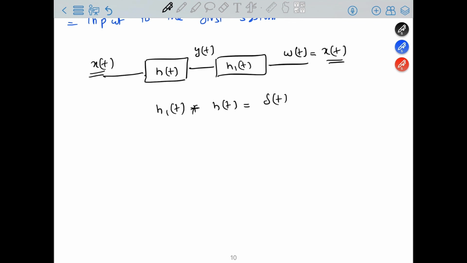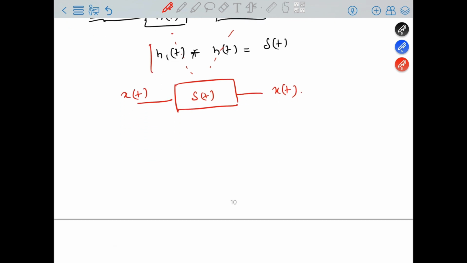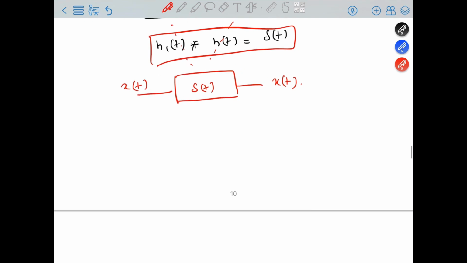So suppose these two are replaced with a single system whose impulse response is δ(t). Then if you give an input of x(t), you will get the output x(t). So this signifies that if h1(t) convolved with h2(t) is equal to δ(t), then we can say that the system is invertible. Similarly, for the case of discrete time, the convolution between the system and its inverse system will be equal to δ[n].